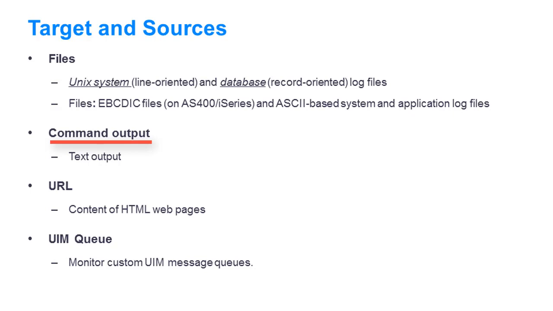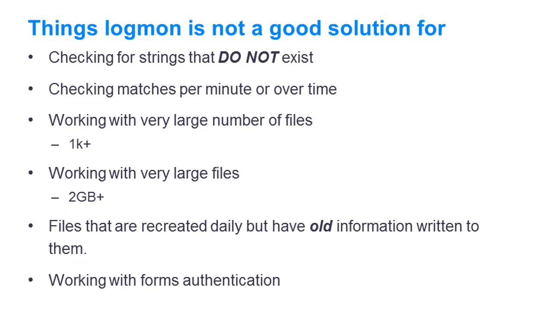An example of this would be monitoring a remote system with the ping command and sending an alarm if the latency is too high. You can use the probe to monitor the output from an HTML page when used in conjunction with the URL response probe. Or you can even use the probe to monitor custom UIM message queues to check for custom problems and generate alarms. There are many things the Logmon probe does well or exceedingly well.